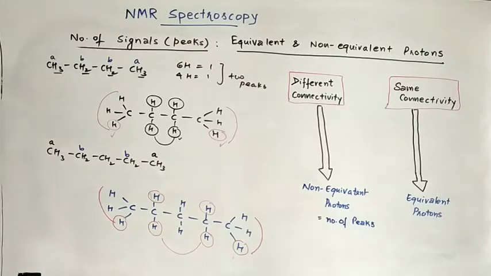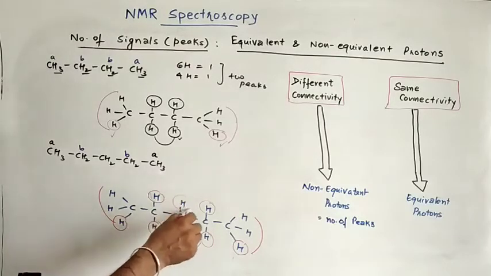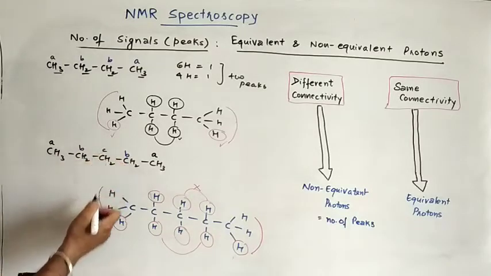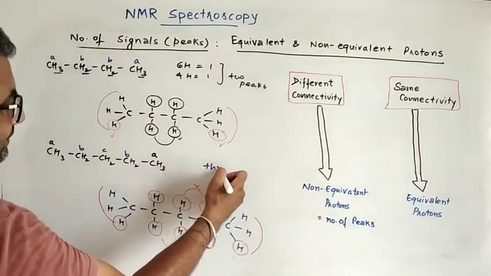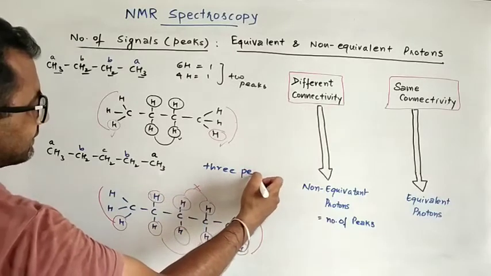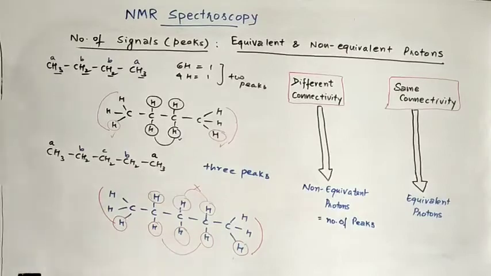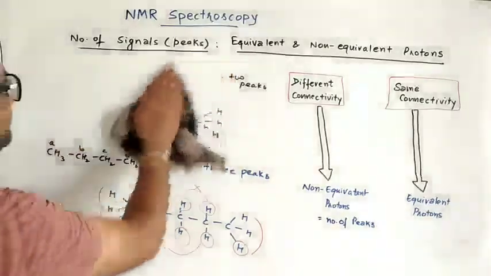Now what about these two? They are equivalent. These two, they are not equivalent to the others. You can see their connectivity. So it means this will give C. So this compound gives 3 peaks. So this is the general idea to find out the number of peaks in a given molecule. Okay. Next example.